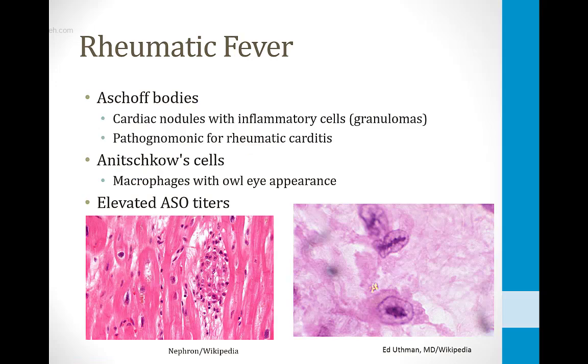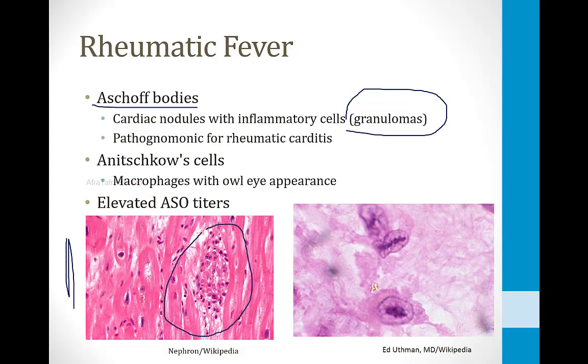There are a couple of classic pathology findings for rheumatic fever that you should know about, especially for Step 1. The first is the presence of Aschoff bodies. These are nodules in the heart, and they contain inflammatory cells. They're a form of granuloma. This is a picture of one right down here. These are cardiac myocytes, and this is an Aschoff body embedded within it. And if you see this under the microscope, it's pathognomonic for rheumatic carditis.